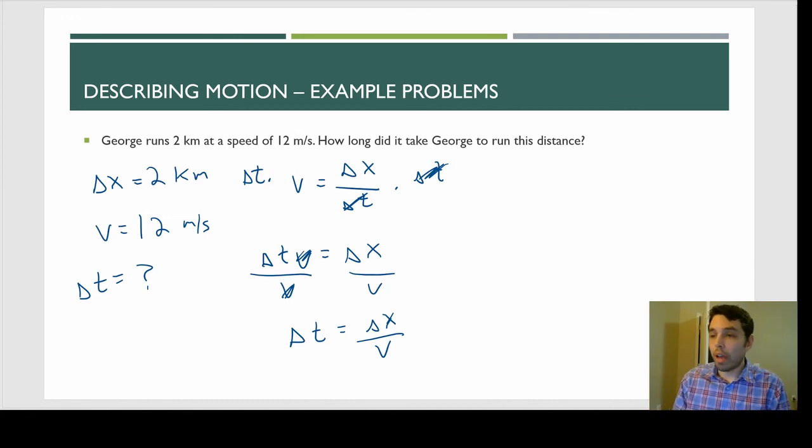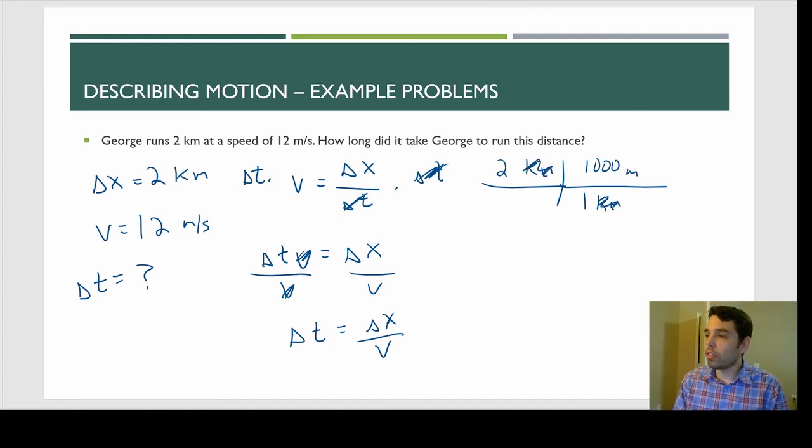Now it's safe to plug in numbers. So what was our displacement? Oh, we're in kilometers again. I want to be in meters. So let's convert this. Hopefully you get the hang of this conversion thing by now. Kilometers here and here cancel. 2 times 1,000 is 2,000. Divided by 1 is still 2,000. So 2,000 meters.